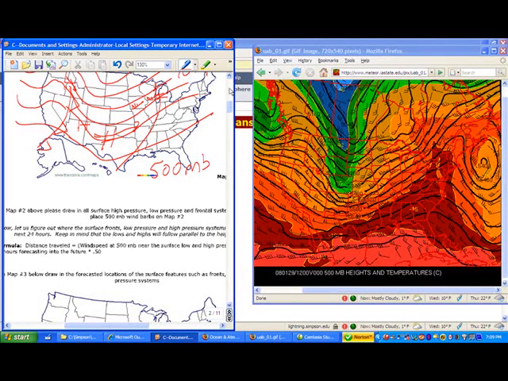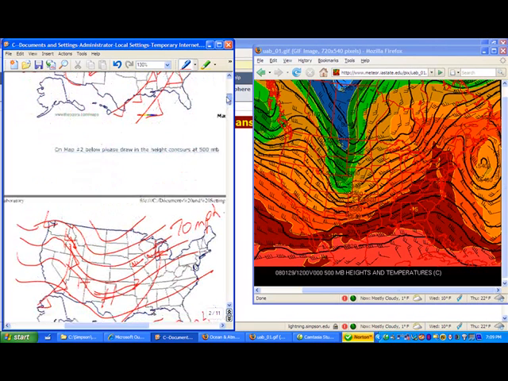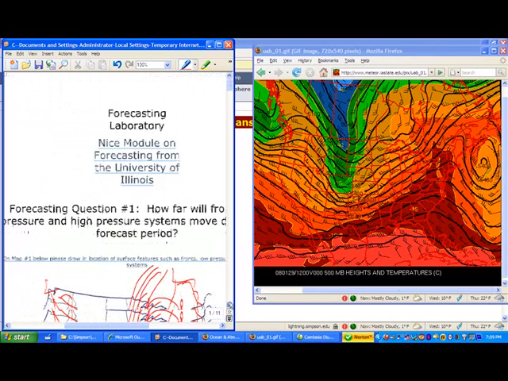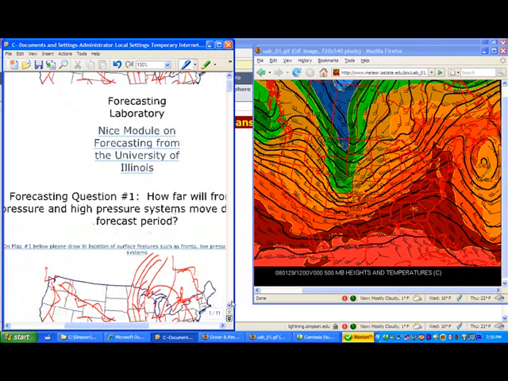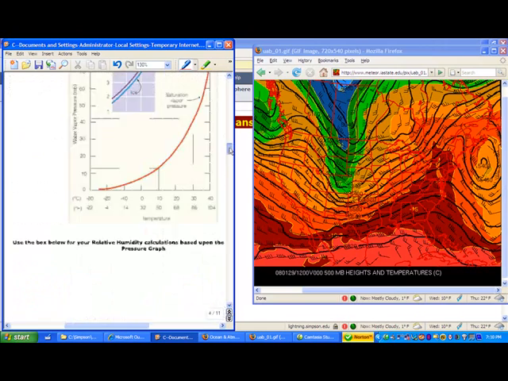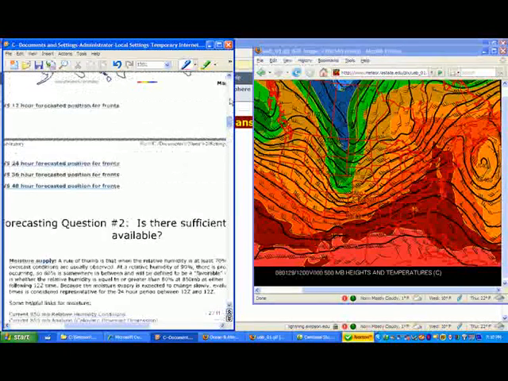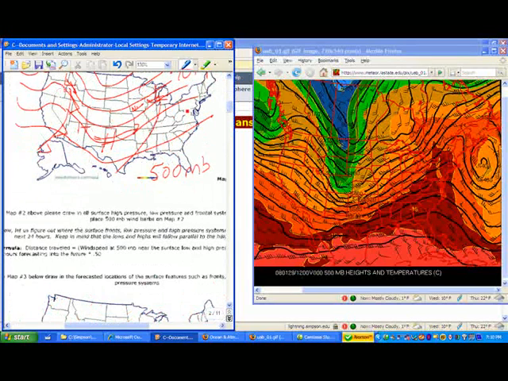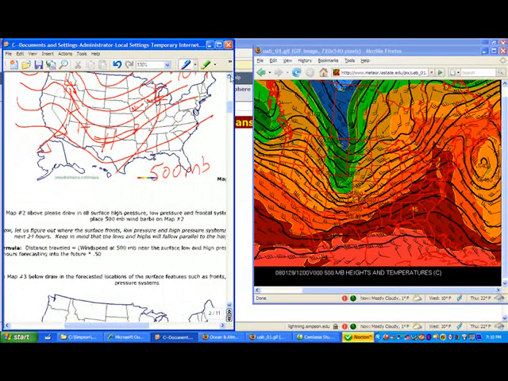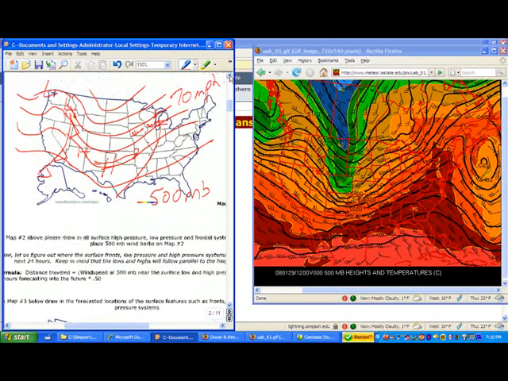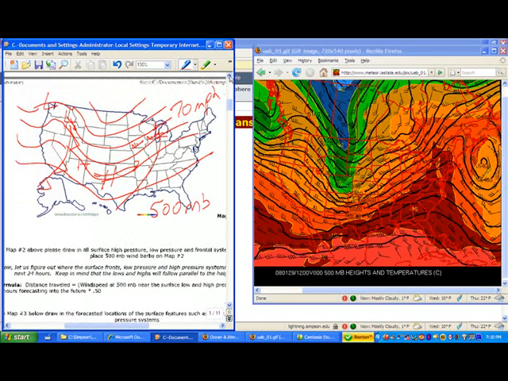And so if we're looking at wind direction in Iowa, try and get back up to the surface map here.